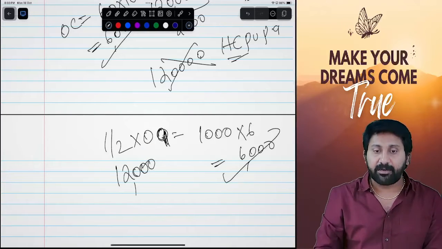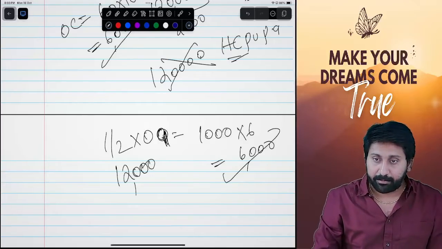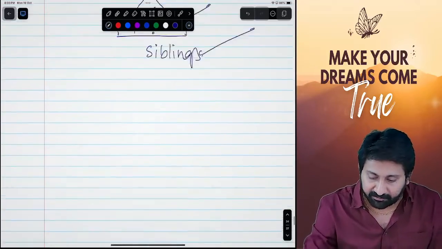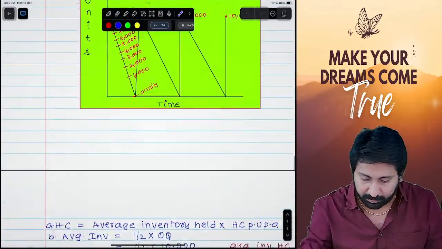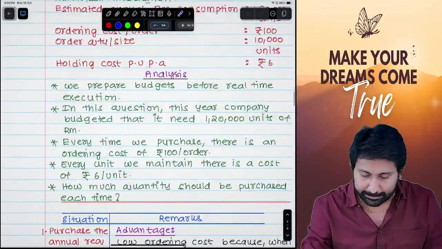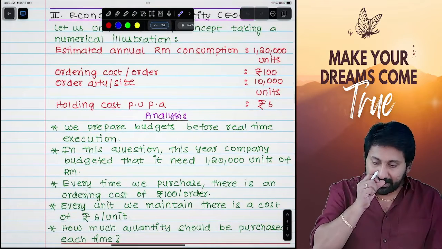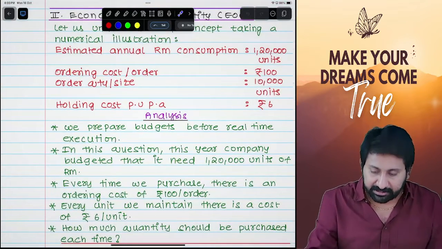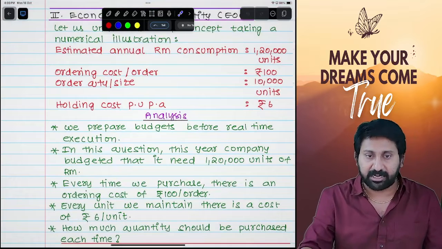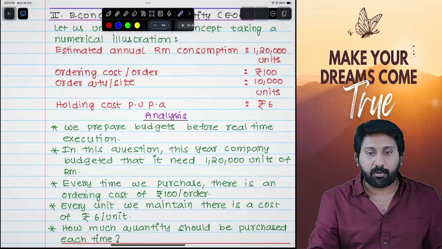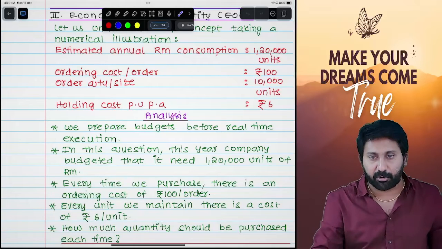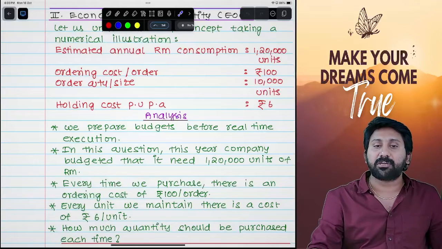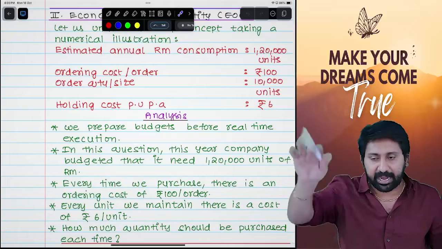Okay, 12,000. So this is a cost. So what you have to understand from this, if you observe the numbers properly, see there. Estimated annual raw material consumption, how much? 1,20,000 units. What is the unit cost? They didn't give it in the question. Let us say it is 100 rupees per unit. 1,20,000 into 100, okay, 1 crore 20 lakhs it will be.